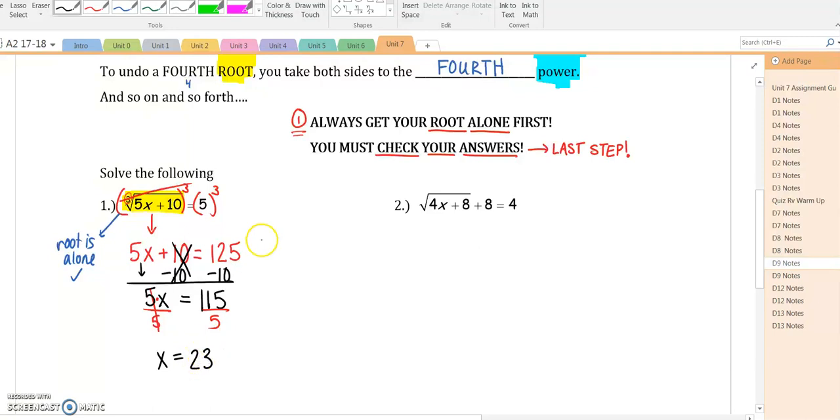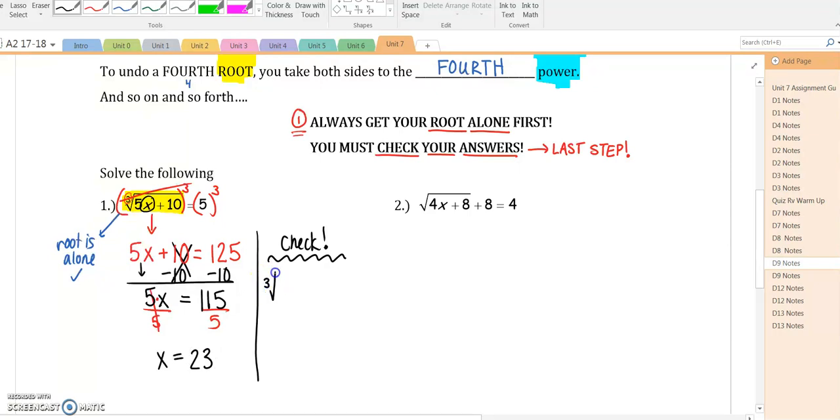But before I circle that, I'm going to check my answer. So off to the side here, I am going to check. The way you check your answers is you write down the original problem, the problem that was already printed here for you. But instead of the x, you're going to replace it with what you think the answer is supposed to be, which is 23 here.